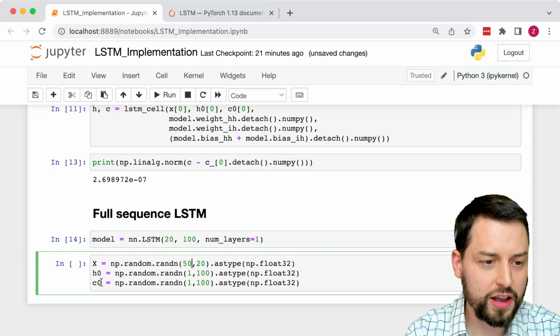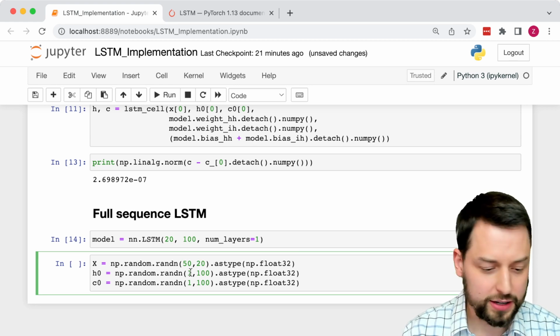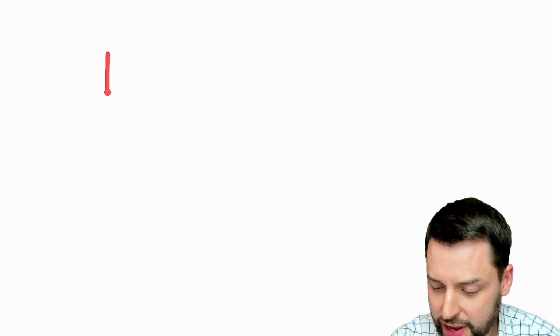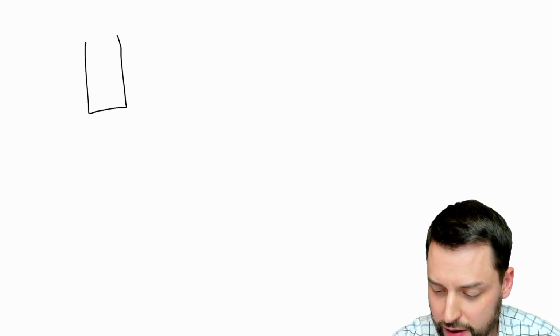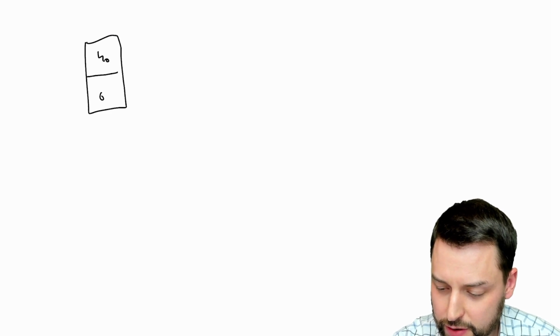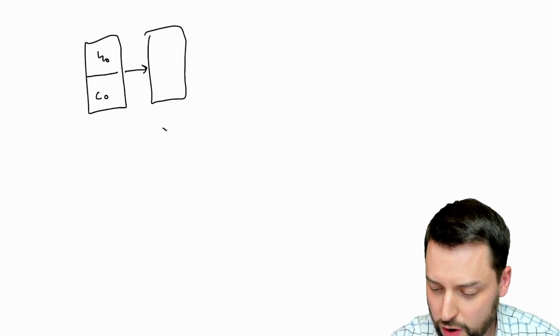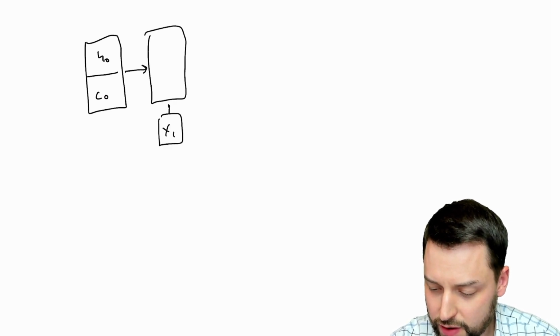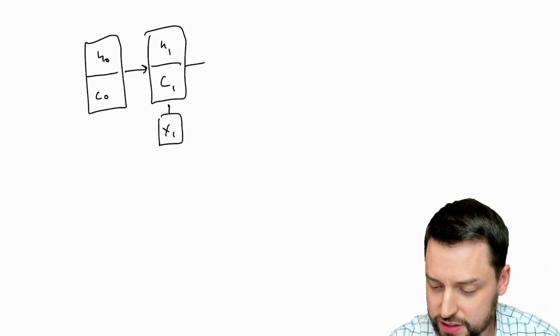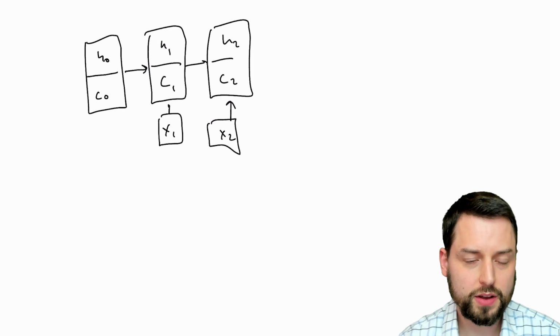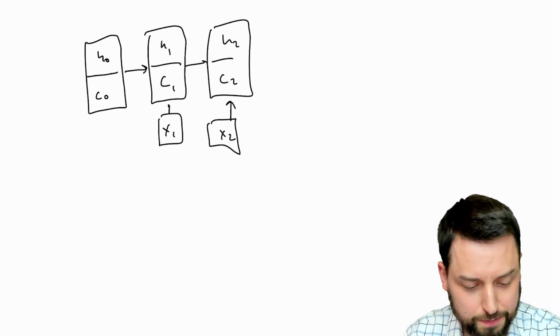And the C0 and H0 are still just one-dimensional, of course, because they are just the initial state into our LSTM, right? This is what we're doing here: we are computing an LSTM, which, remember, takes in an H0 and a C0, uses this along with X1 to compute H1 and C1. Then uses this to compute H2 and C2 along with X2, etc. Okay, so we're going to write the code that implements this now.